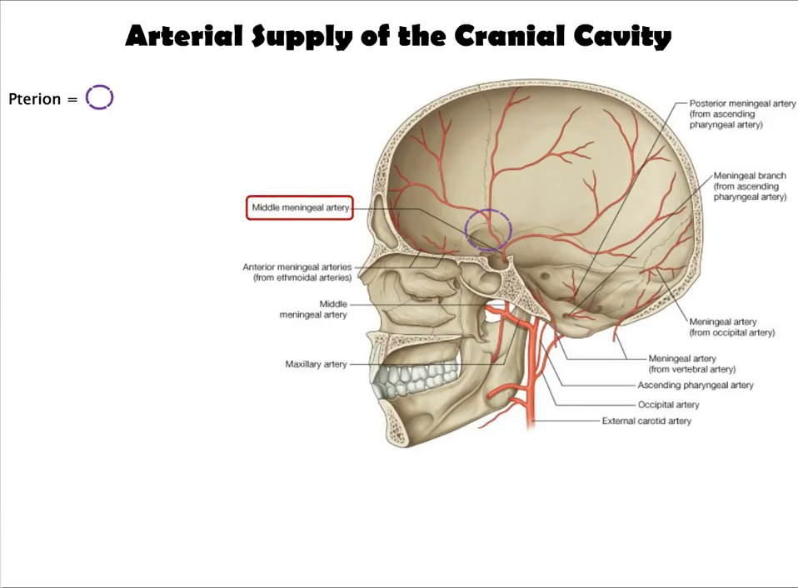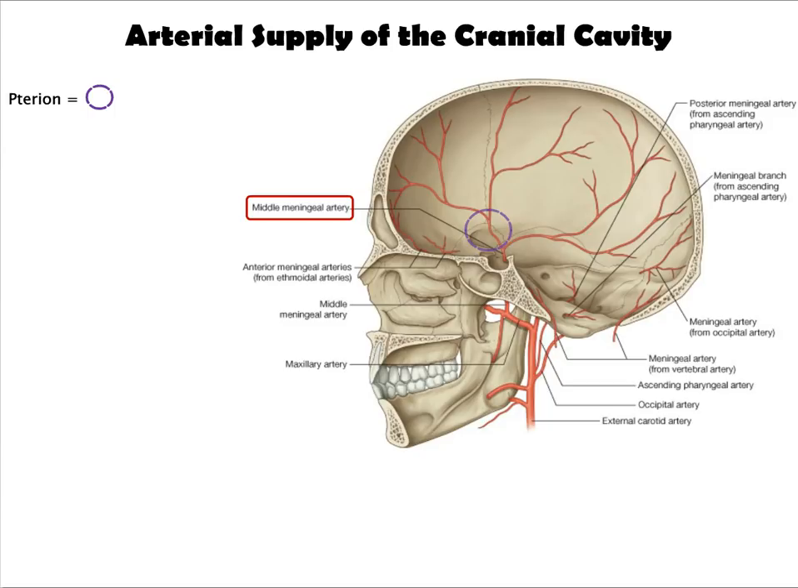Both the calvaria and the meninges require a rich arterial supply. The largest and most notable of the meningeal arteries is the middle meningeal artery. Within the infratemporal fossa, the middle meningeal artery branches from the maxillary artery, and then it courses cranially through the foramen spinosum to reach the epidural space in the cranial cavity. Once inside the cranial cavity, it divides into an anterior and posterior branch.